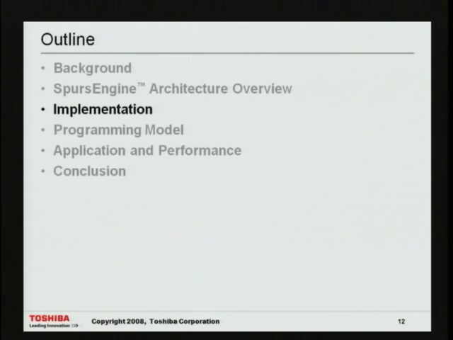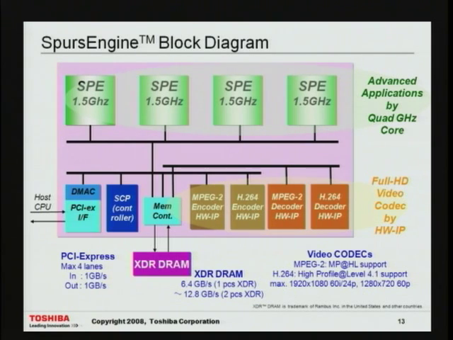So next, I'll talk about the implementation of SpursEngine. Here is a block diagram of SpursEngine. As I described before, it has four SPEs, and it has H.264 and MPEG-2 encoder and decoders. And it also has PCI Express interface with DMAC, and XDR DRAM interface, and SCP, a control processor. These units are connected by three buses, among which required data bandwidths are divided.